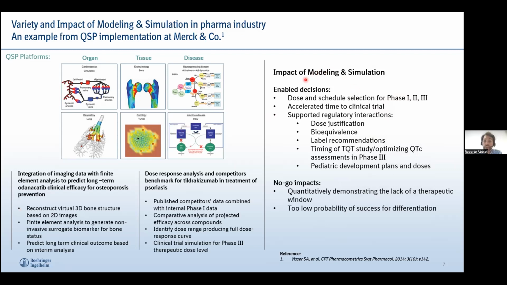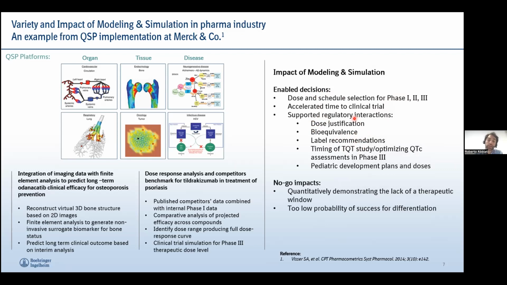Now, they also listed the impact of modeling and simulation on drug development. You can support dose and schedule decisions for different phases, primarily phase 1 and phase 2. You can reduce the time for the development of clinical trials, and also provide the rationale to justify the dose selection. You can support bioequivalence, so deciding whether a new generic drug has equivalent product characteristics to a commercialized product. You can also look at some toxicity aspects like TQT. So these are all enabling decisions.